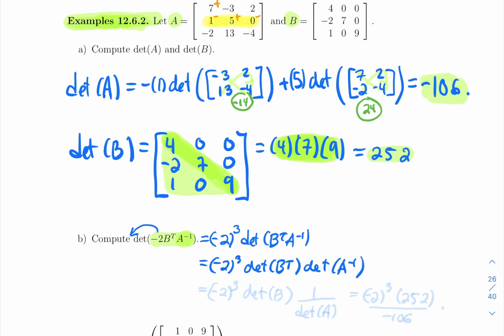So the determinant of B transpose is the same as the original determinant, so you get -2 to the power 3 times the determinant of B, and then for the inverse, it's 1 over the determinant of A. And now we have our numbers, so we get -2 to the power 3 times the determinant of B that we freshly computed to be 252 over the determinant of A, which is minus 106. You can leave it like this. I'll be happy.